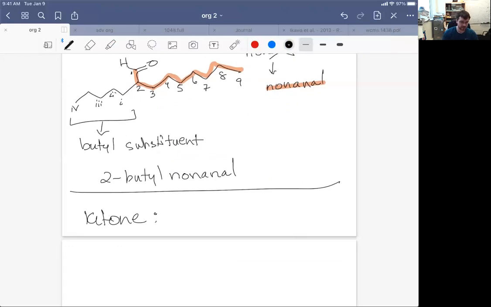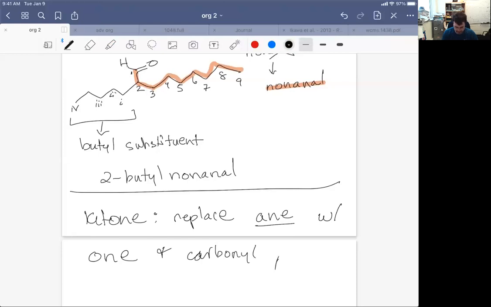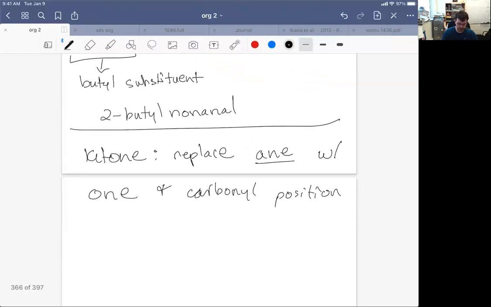Well, I mean they're pretty separate from aldehydes. First of all, we're going to have a different suffix on the molecule. Here we're going to replace the ANE with ONE, for "own," not "one," but "own." And we need the carbonyl position, because now the carbonyl is not at the end of the chain, it has carbons on either side. Okay, so let's look at some examples.